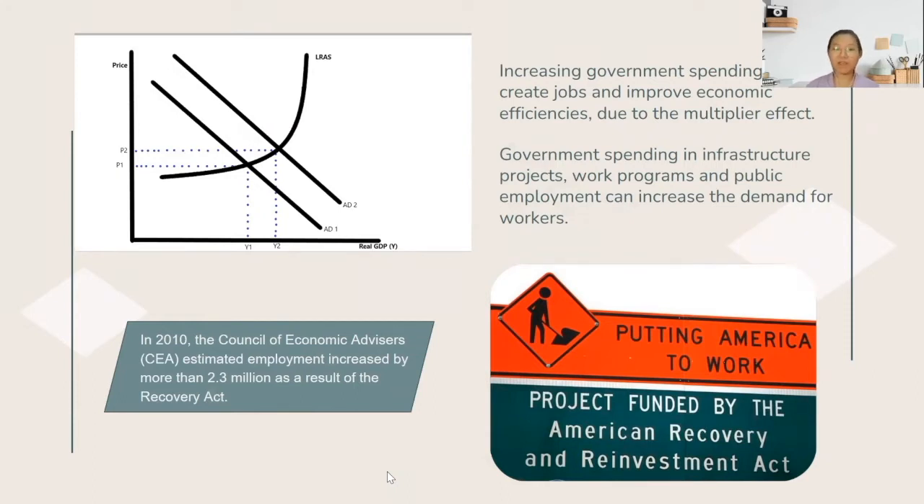The Council of Economic Advisors estimated employment increased by more than 2.3 million. As a result of this, more jobs created mean an increase in wages, which will incentivize people to spend more, so they have more income. As a result, the aggregate demand curve shifts to the right.